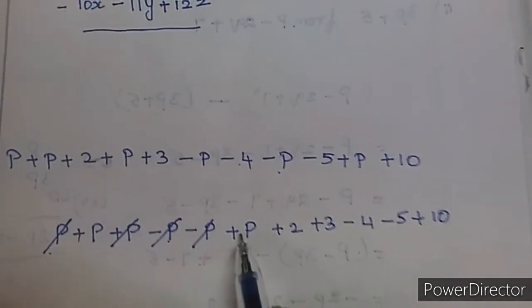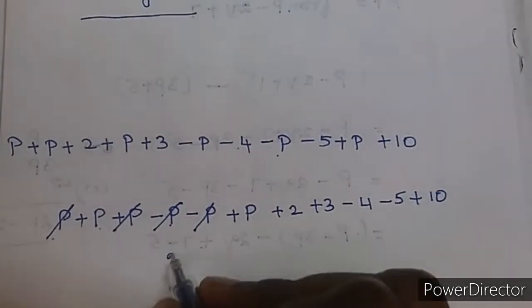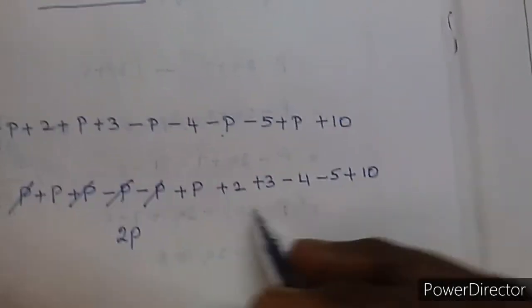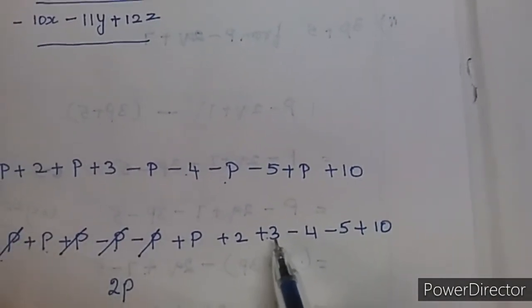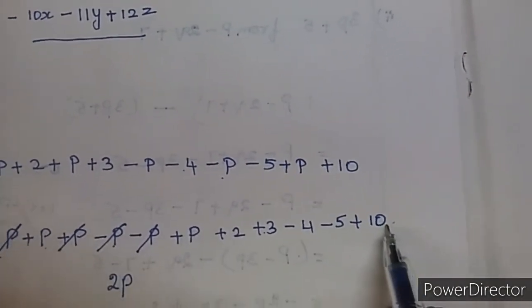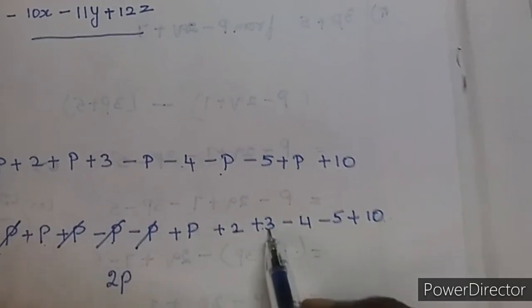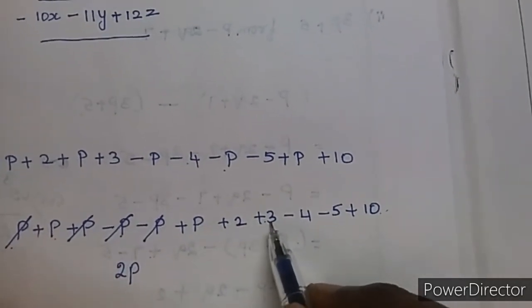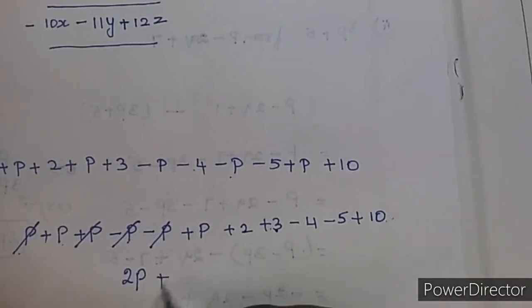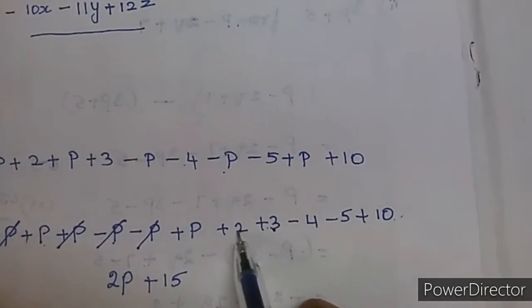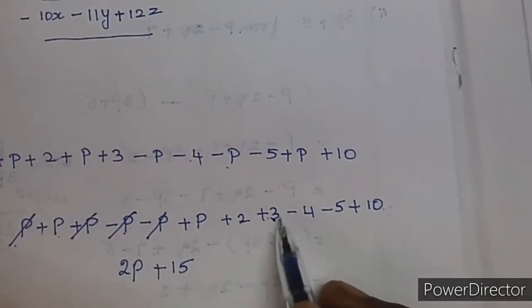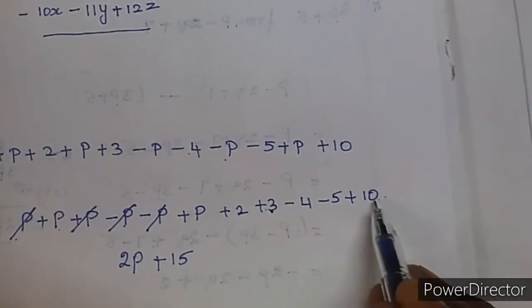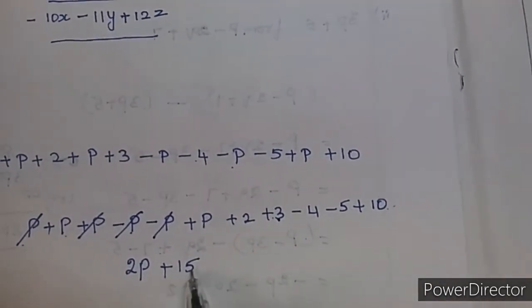What is the remaining here? 2p is there. Okay, 2p. Now coming to the constant part, add the constant number here. So 2 plus 3 it is 5, along with plus 5, I am adding plus 10. So this is plus 15.